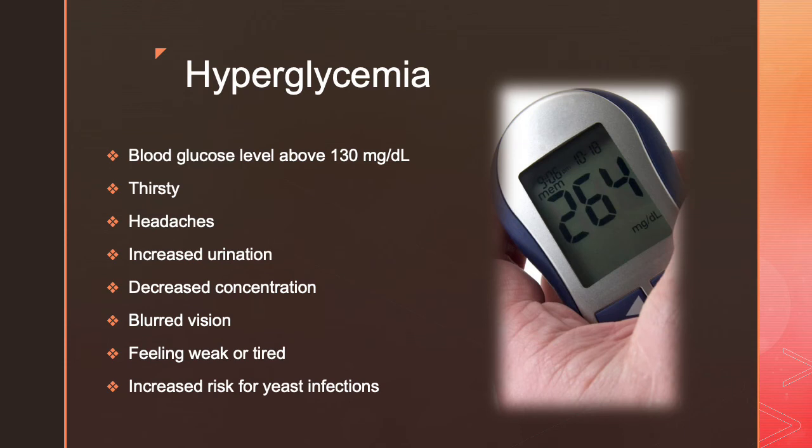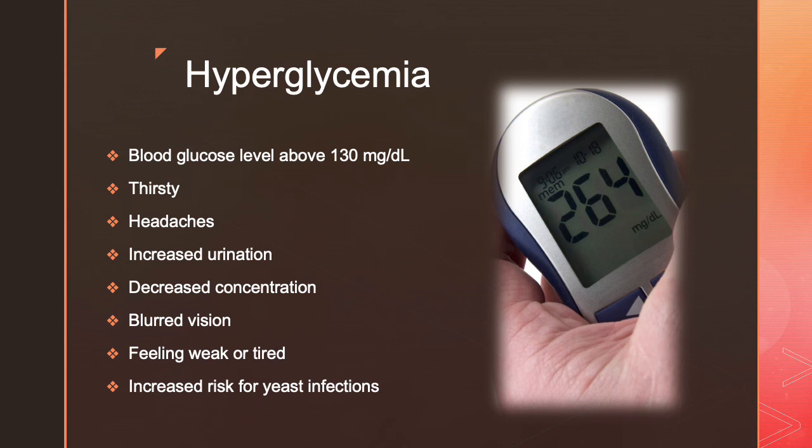The following are some signs and symptoms of hyperglycemia. So hyperglycemia is defined as a blood sugar where the number is over 130 milligrams per deciliter. Some symptoms you may feel are thirst, headaches, going to the bathroom often, it may be hard to pay attention, you could have blurred vision, you can feel weak or tired, and it actually can increase your risk for yeast infections as well.